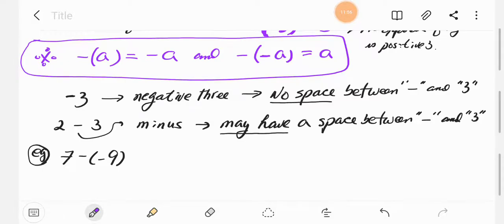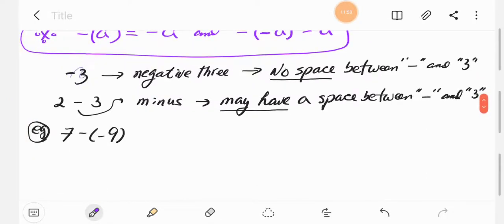All right, if a number is a negative number, something like negative 3, there is no space between the minus sign and the number 3. But if it's an operation, like 2 minus 3, then you may put a space between the minus sign and the number. Can you see the difference? If it's a negative number, don't put a space between the negative sign and the number.